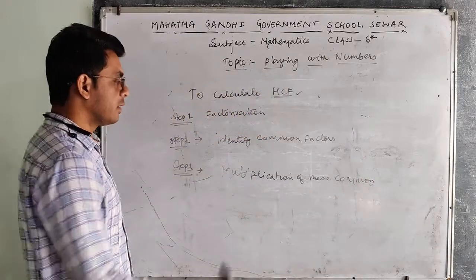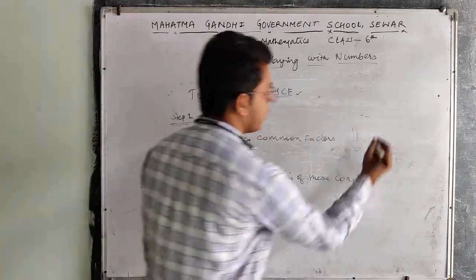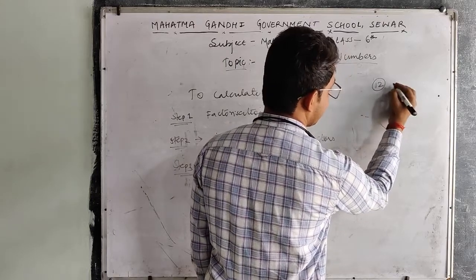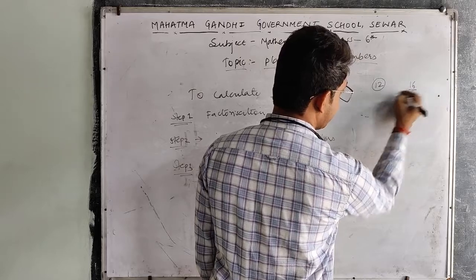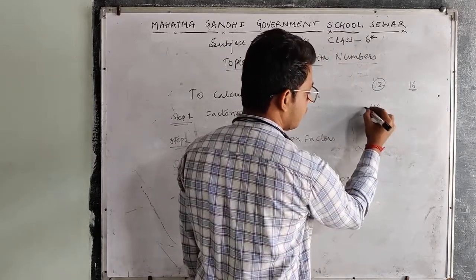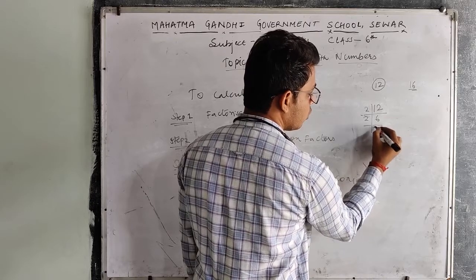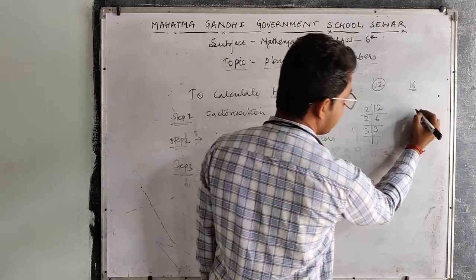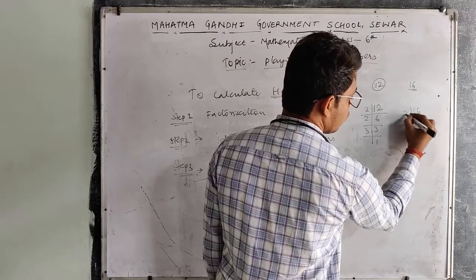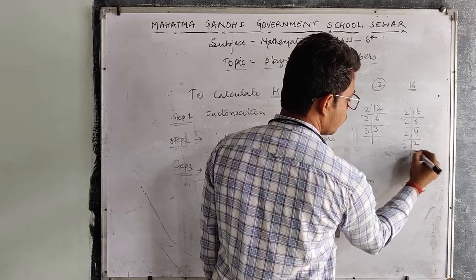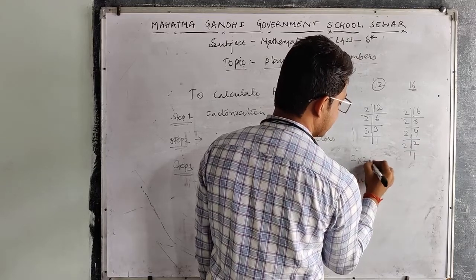As we did recently, if I calculate the highest common factor of 12 and 16, what we will do? First, we will find factors of 12. 2 6s are 12, 2 3s are 6, 3 1s are 3. Now we will calculate for 16. 2 8s are 16, 2 4s are 8, 2 2s are 4, 2 1s are 2. I will write these like that.